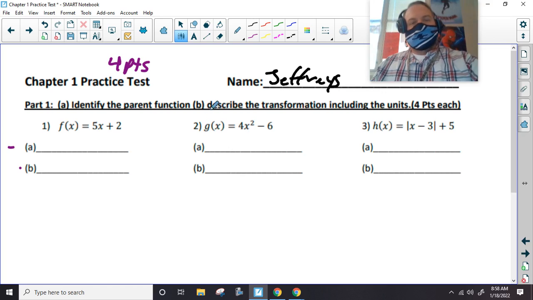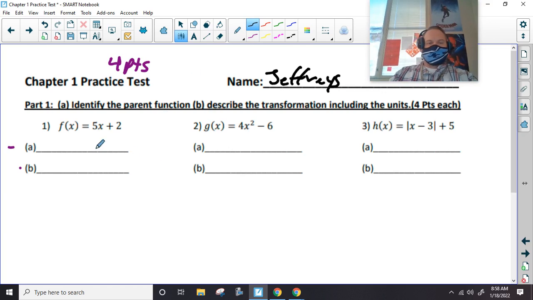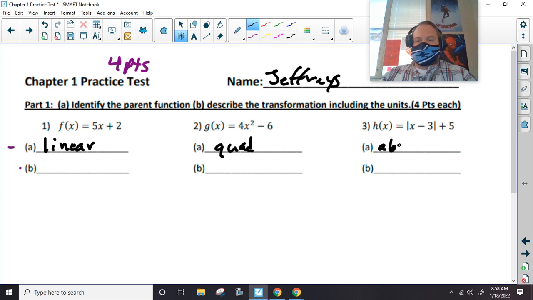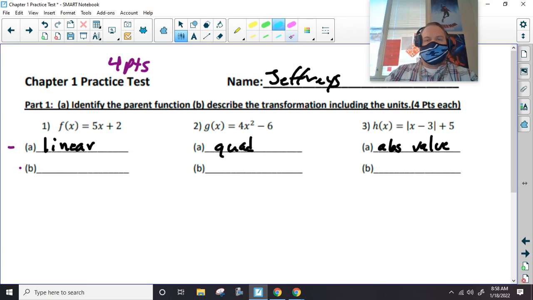All right, so you get a chance to get some of this pretty easy. Now, there's only 3 types. There is linear, quadratic, and absolute value. The linear and the absolute value are the easiest two to identify because of how they look. Remember, on a quadratic, you are looking for this little 2 that's an exponent.